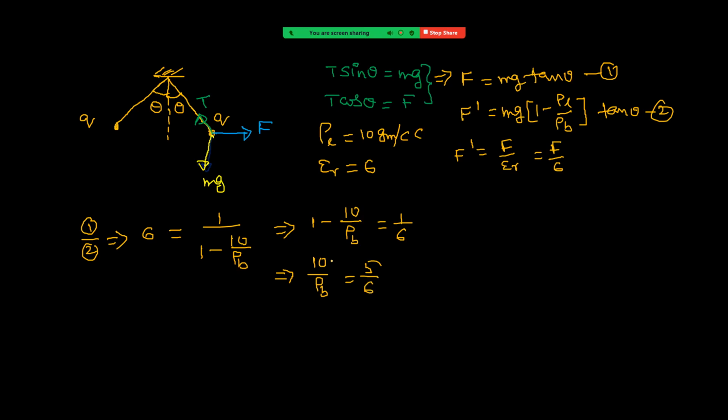Right? So 10 here, 5, 10 in 2 times. That implies density of body is equal to, see, 5, 2 times 2, 6, 10, right? It is 12 gram per cc. Like this, we can calculate the density of the body.